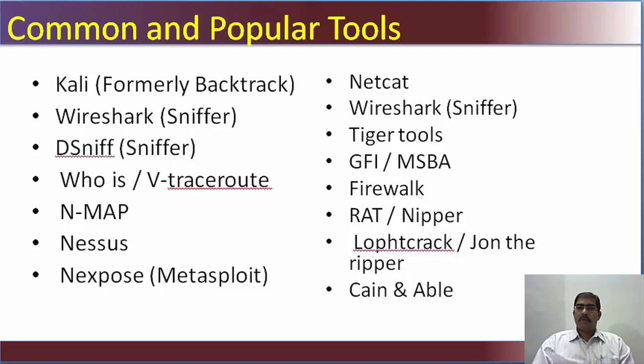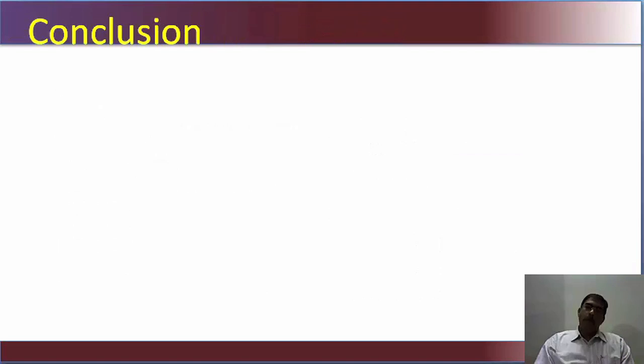Baseline Analyzer, Firewalk for penetrating the firewalls, Router Audit Tools, Nipper is again an audit tool for routers and firewalls, L0phtCrack, John the Ripper, Cain and Abel. There are hundreds of other tools also available for conducting the vulnerability assessment and penetration test. However, these are some of the popular tools which you can try out, which you can learn, and these are all very effective tools.